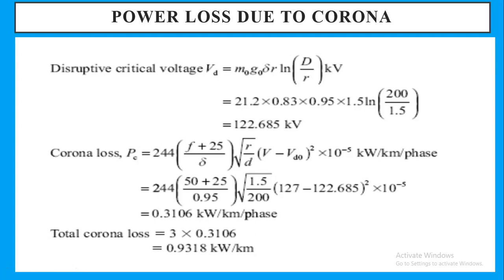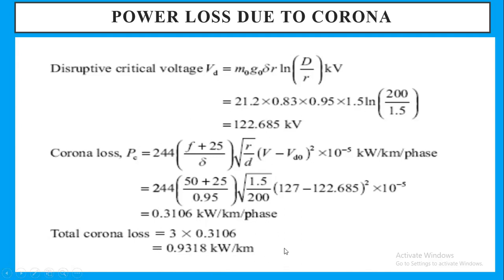Moving towards the total corona loss, that is 3 times 0.3106. Why multiply by 3? Because the system is three phase, and the corona effect needs to be calculated on average by multiplying by 3. So for the overall three phase system of electrical power transmission, the corona loss would be 0.9318 kilowatt per kilometer. Now it's not per phase, it is for the three phase system.